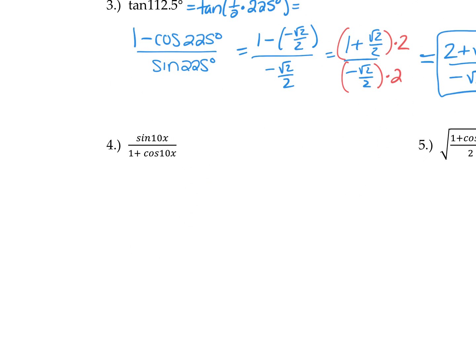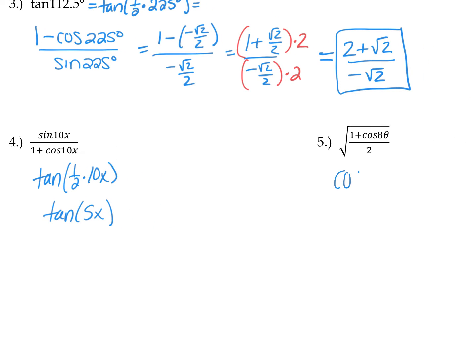So if this is the same as the tangent half angle, we're going to say, well, this is the same as the tangent of 1/2 of theta, which is 10x. So this is the same as the tangent of 5x. Similar with this one, this is a cosine half angle, so half times theta, which is 8 theta. So this will simplify to cosine of 4 theta.